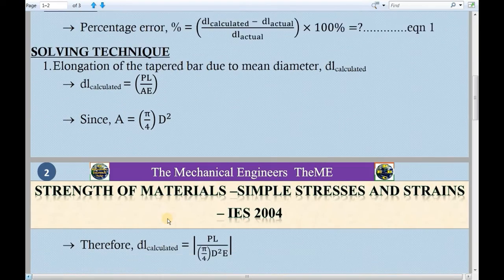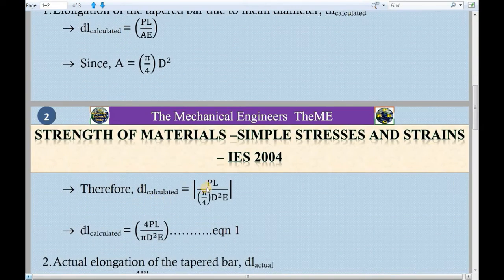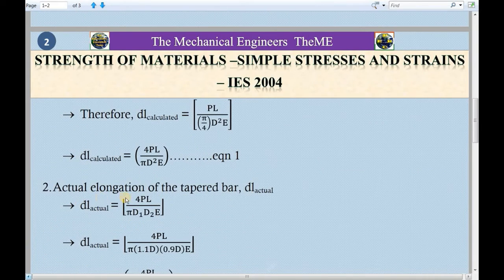Therefore, dl calculated is equal to PL by pi by 4 d square E. Now in this denominator, bring this 4 to the numerator. Okay, so we get dl calculated is equal to 4 PL by pi d square E, and consider this one as equation 1.